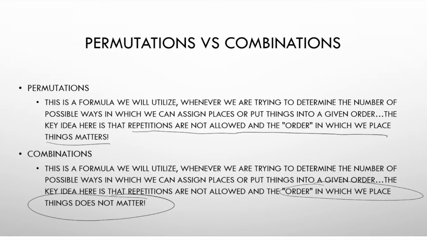So the key idea we're looking at is whether the order matters. A permutation, the order matters. A combination, the order doesn't. So again, both deal with how many possible outcomes there are. Here is an example of two different scenarios where we could look at a permutation versus a combination.